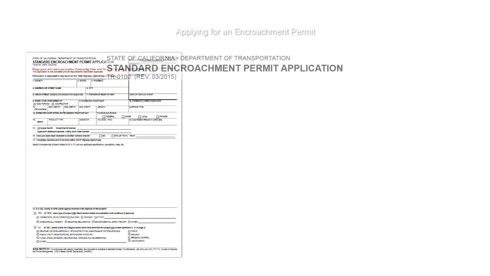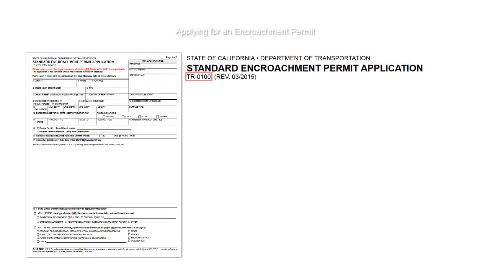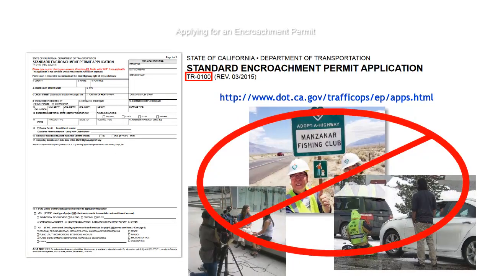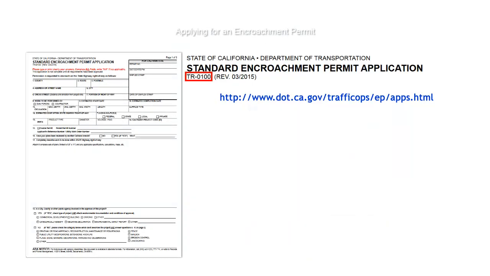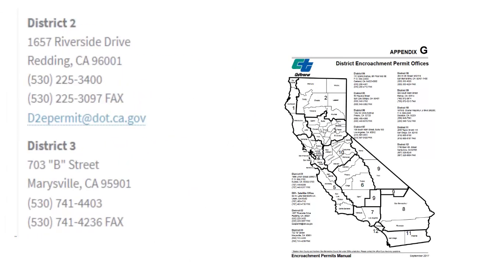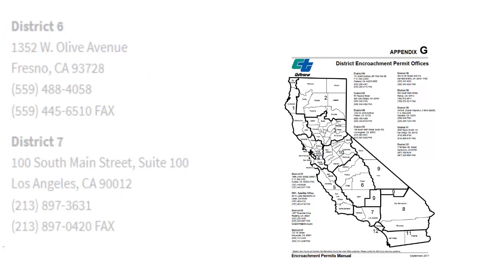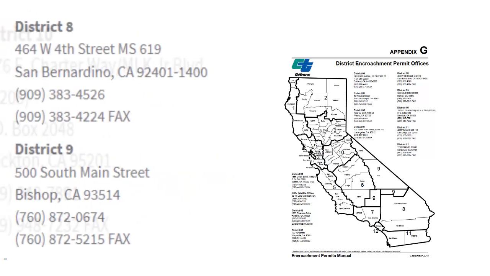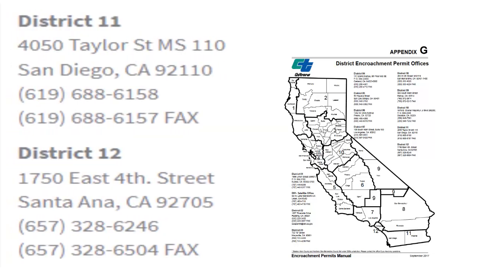This video explains what constitutes a complete standard encroachment permit application package using application form TR-0100, but does not cover Adopt a Highway, Chain Installer, or Filming Permit application packages. Once completed, you may mail or bring your package to your local district encroachment permits office, and you can contact them if you have any questions.